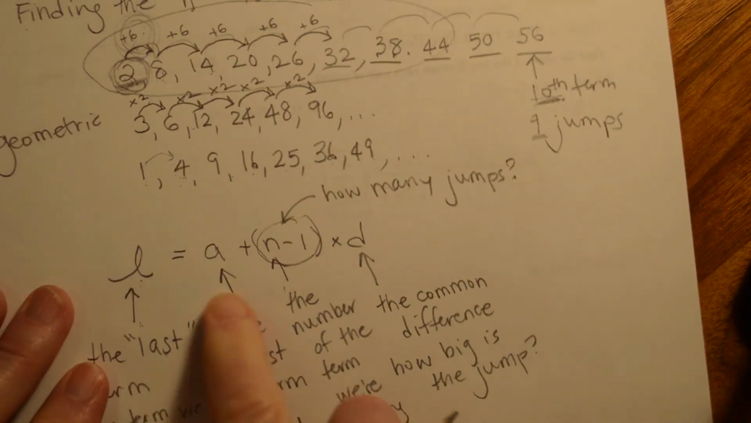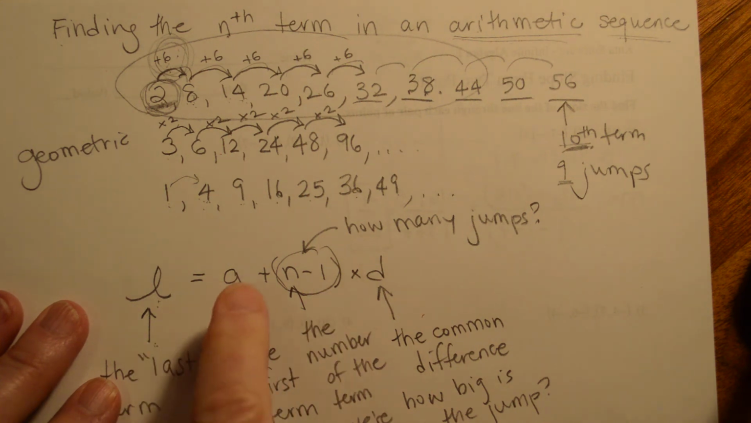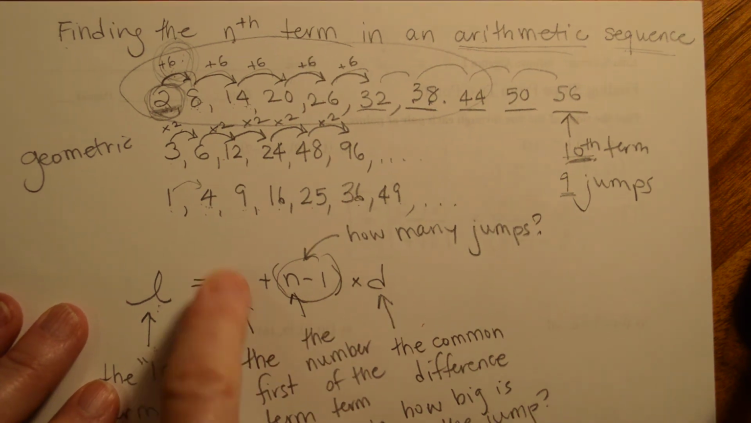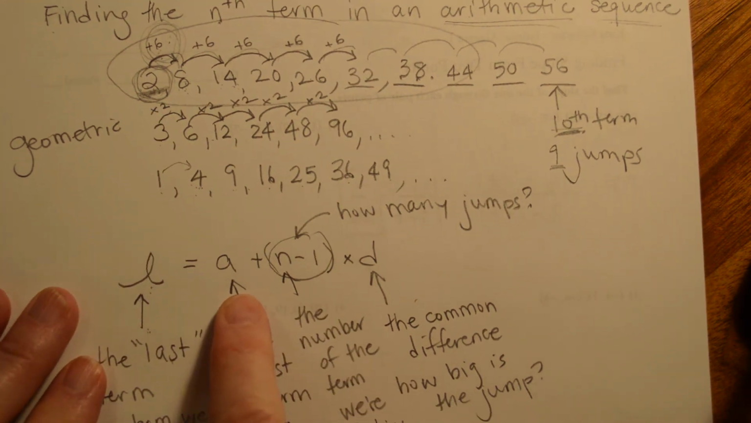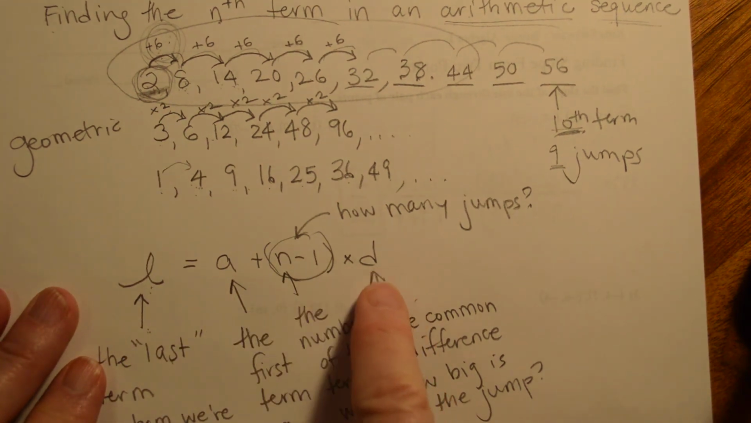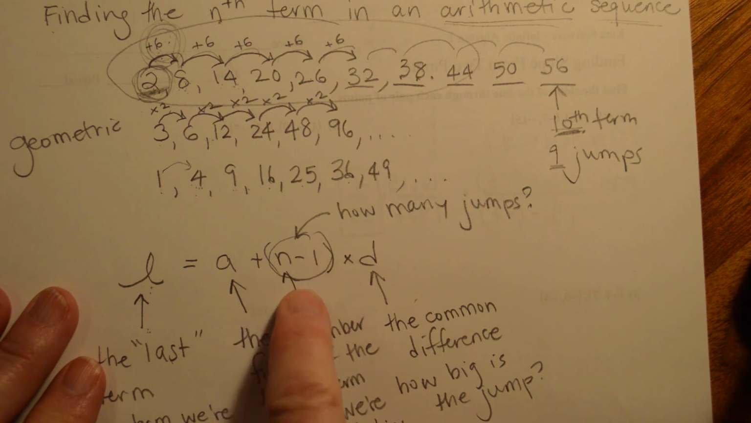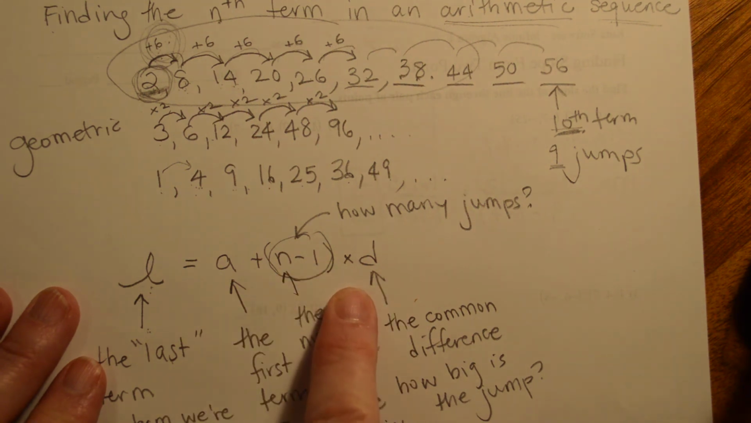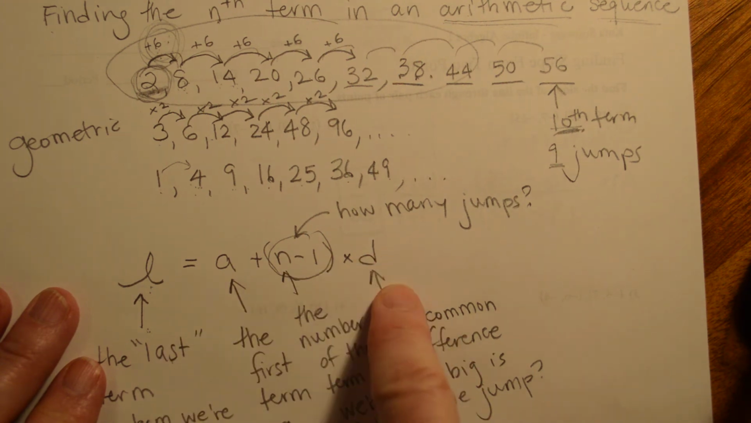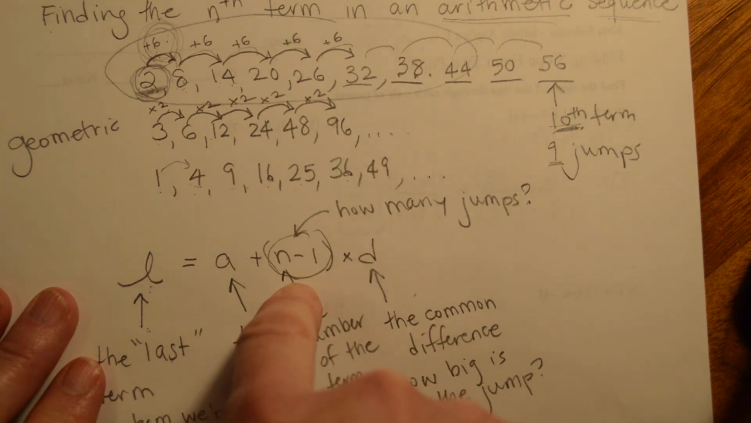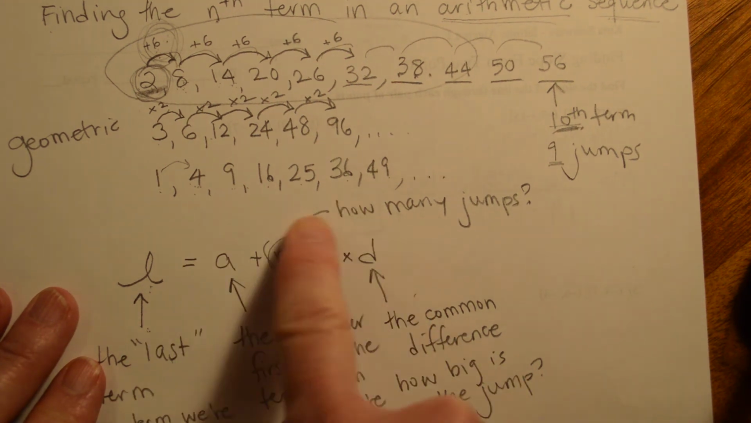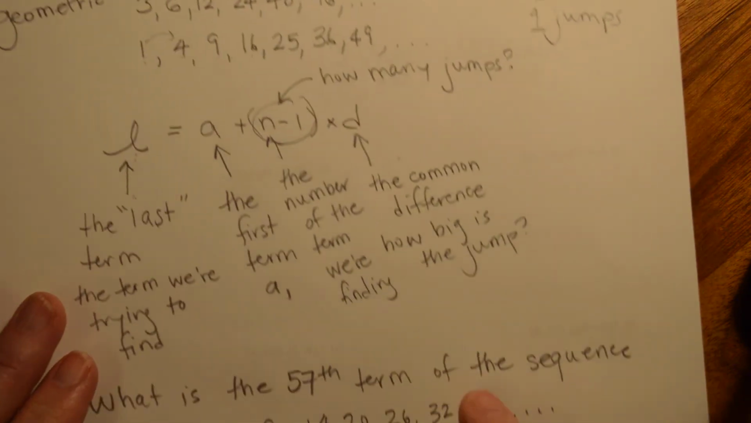And again, I just want to say back up here, we talk about where we're starting, that's the A. So in our case, it's the 2. How far is each jump and how many jumps are we going to take? That's going to tell us how we get to a specific term. Where did we start? How far did we jump? And how many jumps are we making? Those three things together are going to get us to any term that we want.